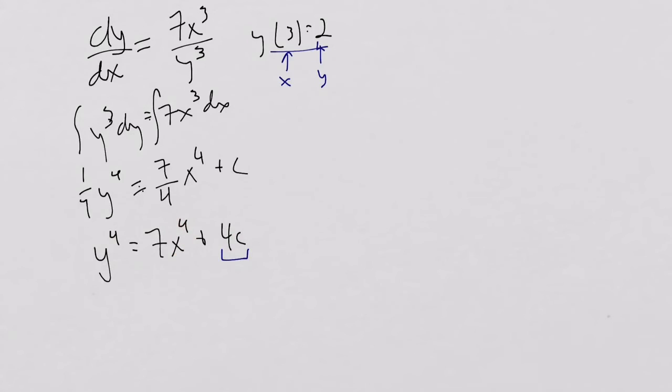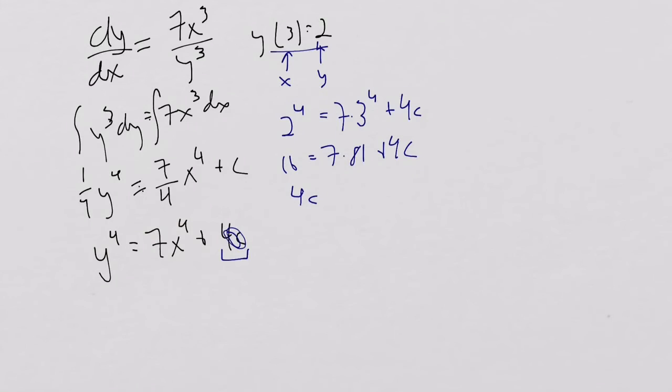So what I get is 2 to the fourth equals 7 times 3 to the fourth plus 4c. And if I use my calculator, I get 16 equals 7 times, that comes out to be 81, plus 4c. And what I'm actually going to do is just solve for 4c.